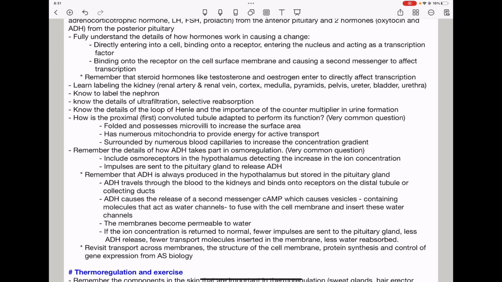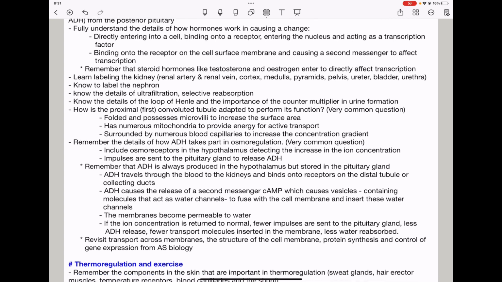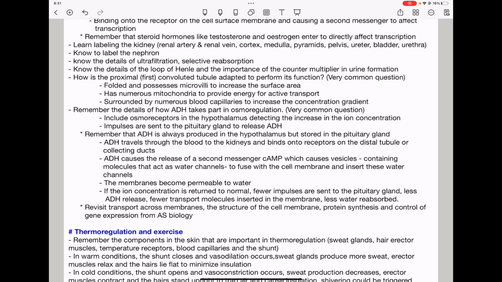When it binds onto those receptors, either on the distal tubule or the collecting ducts, ADH causes the release of a second messenger, which causes the vesicles containing molecules that act as water channels to fuse with the membrane. These molecules will be inserted, and then the membranes will be permeable to water. If ion concentration is returned to normal, there will be fewer impulses sent and less ADH will be released. Fewer transport molecules will be inserted in the membrane, and less water reabsorption will occur.